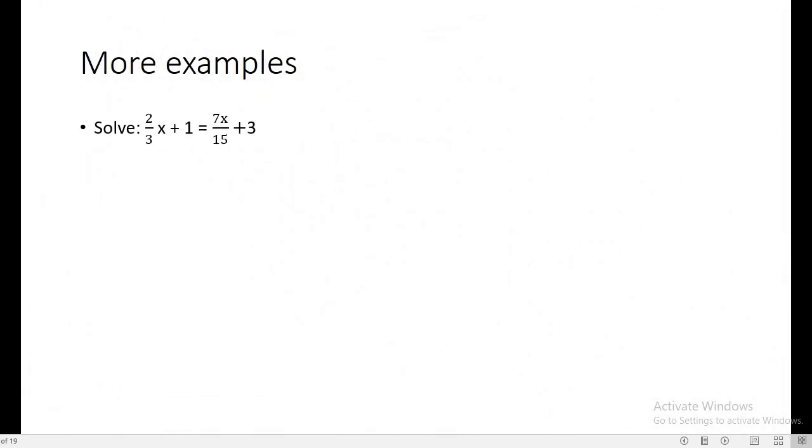Let us see one more example. In order to solve 2 upon 3x plus 1 equals 7x by 15 plus 3, we observe that we have 3 in the denominator and 15 in the denominator. In order to remove the fraction, we should take the LCM of 3 and 15, which is 15. So if we multiply by 15 on both sides of the equation, the fraction will be removed.